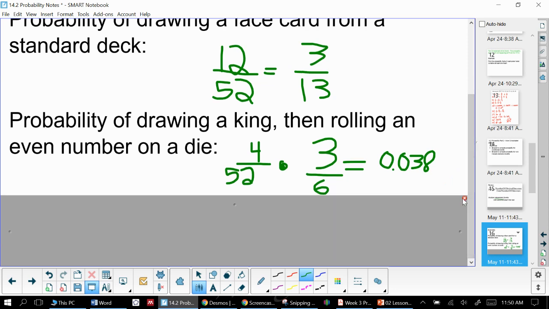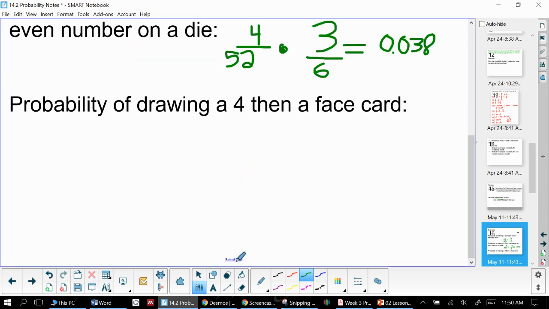Okay, and the last one here is a little bit different and kind of goes into what we're going to do today. The probability of drawing a 4 from a deck of cards, and then drawing a face card. And so this one's a little bit different. The biggest difference here is that once you draw the 4 out of the deck, that's going to change the probability of you getting that face card. And so the probability of drawing the 4, well, there are 4 total 4s in a deck out of 52.